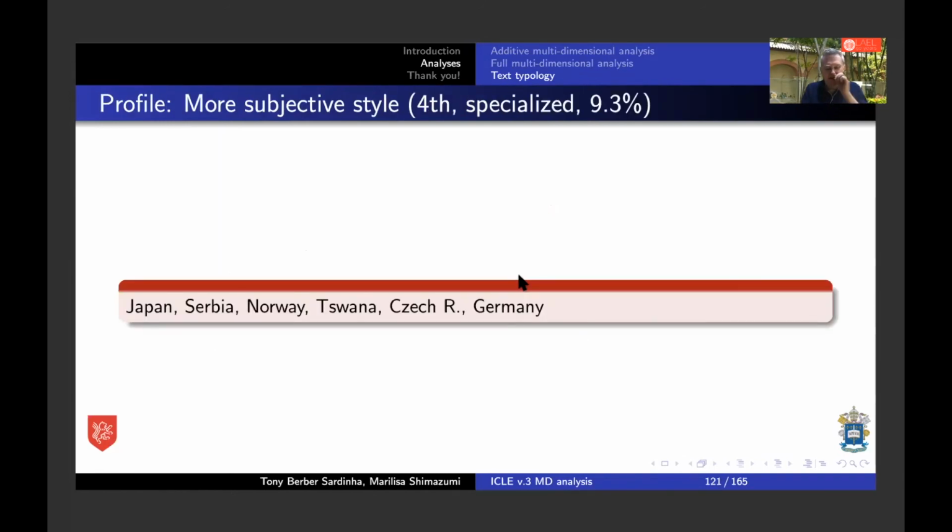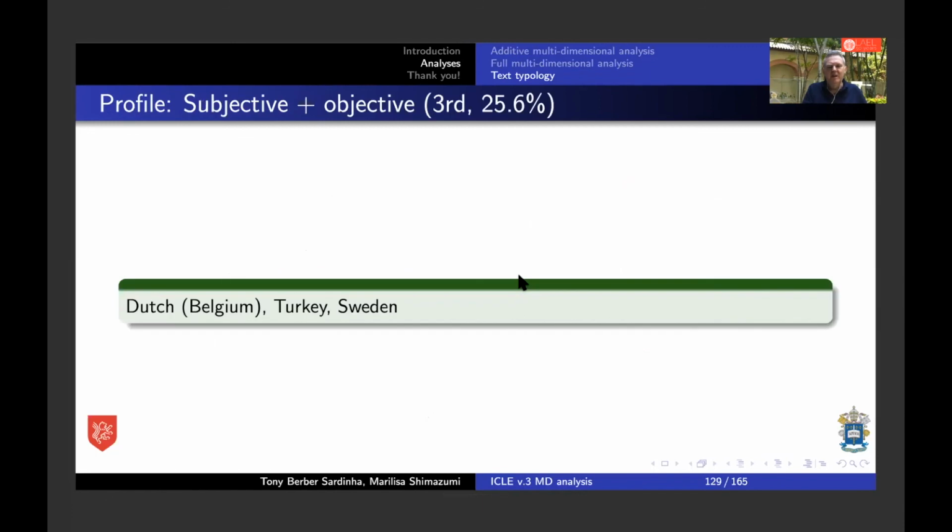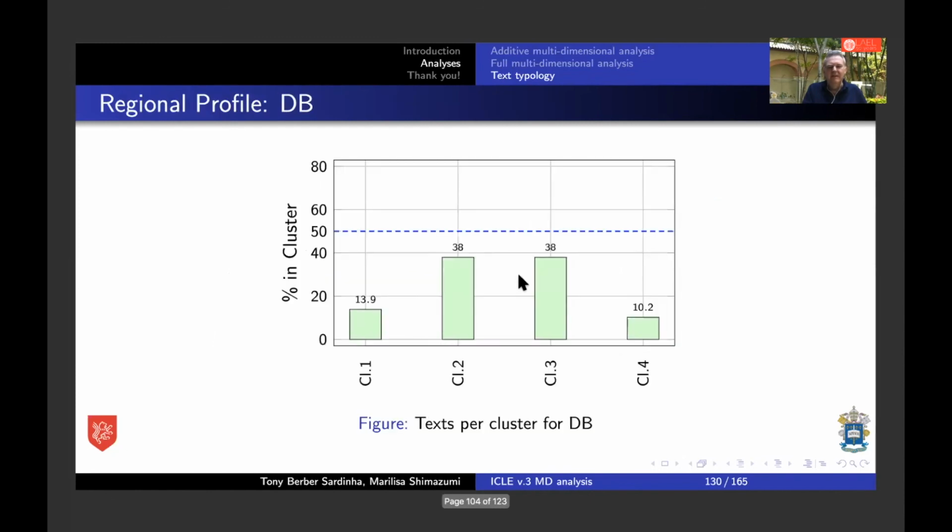More subjective styles, so Japan, Serbia, Norway, Botswana, Czech Republic. So they have a shape like this. So as you can see, very similar shapes, all right, for Japan, Serbia. Subjective with some objectivity. So the Belgian text, Turkey, and Sweden, so they have a shape that's like that, all right? So they're here, but then, so they fall into the 2 and 3 text types, most of them.